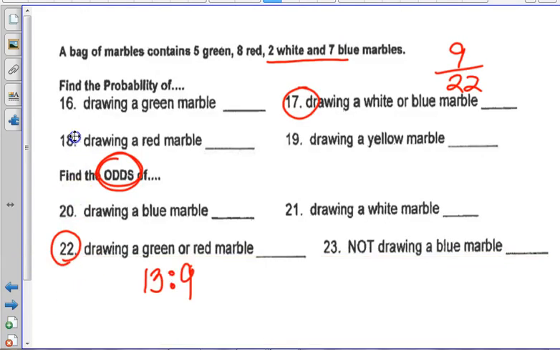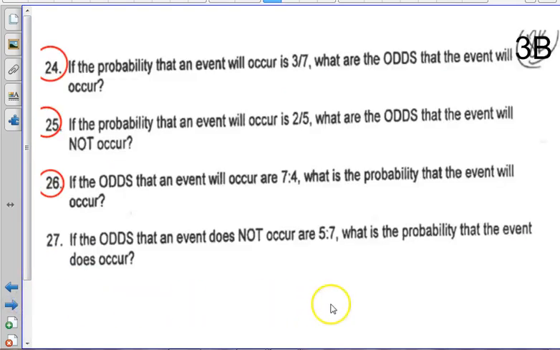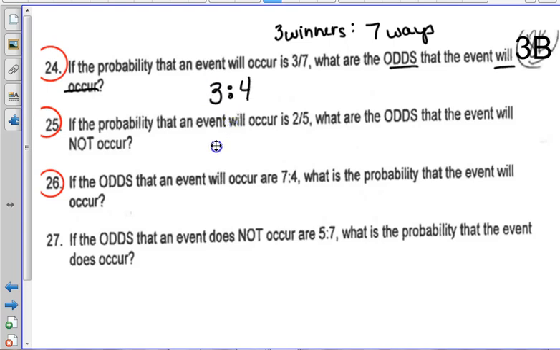The next thing Abruzzo said we should talk about is the back of worksheet 3. There are definitely some questions like these. There's one, not some, okay? But if the probability an event will occur is 3 out of 7, what are the odds the event will occur? Okay, so in my mind, this is 3 winners out of 7 ways it can happen, right? 7 total. So if we want odds that it will occur, we want what? 3 to 4. Okay, a little more complicated, but might be the quiz question.